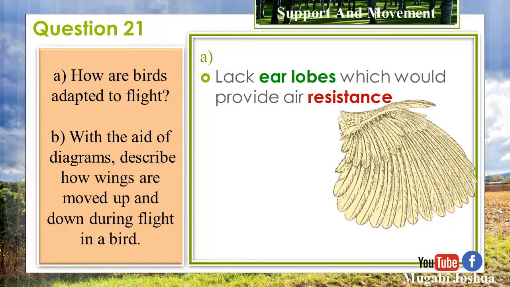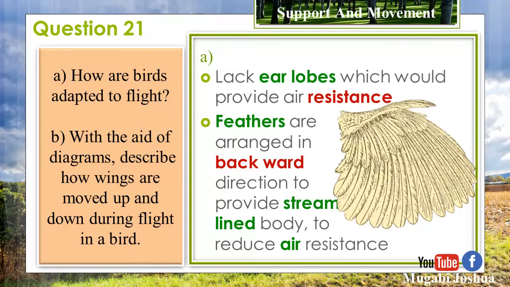Then they also lack the earlobes, which would provide air resistance. If you look at their head, they don't have earlobes. Their feathers are arranged in a backward direction to provide a streamlined body, and this reduces the resistance of air on the feathers.